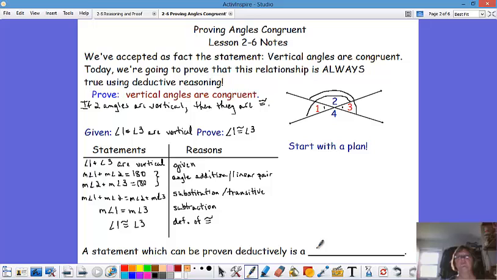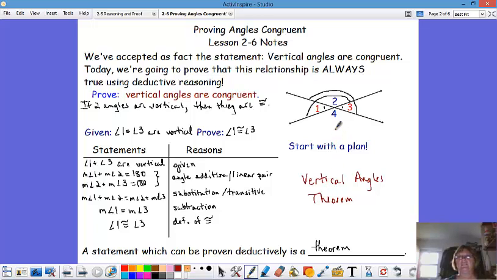A statement that can be proven deductively, such as we did, is called a theorem. We've spread that word around, but we haven't actually defined it. This one is important enough that it has a name: the vertical angles theorem. From now on, we know beyond a shadow of a doubt, without ever having to do this work again, because we've already proved it once and for all, vertical angles must be equal.